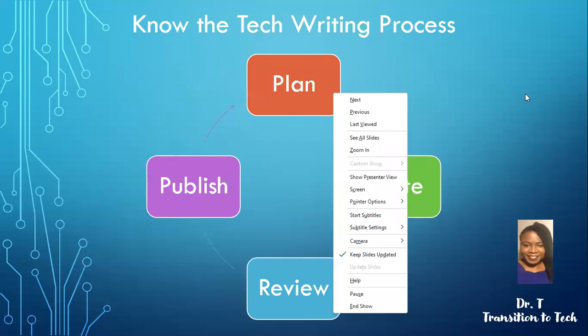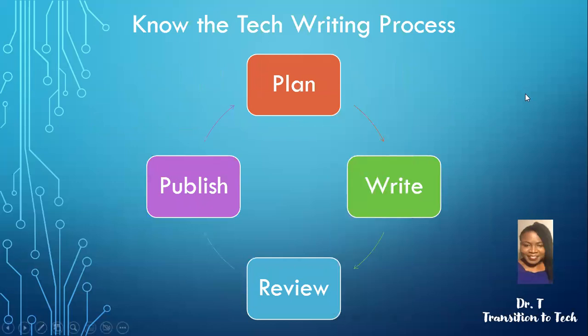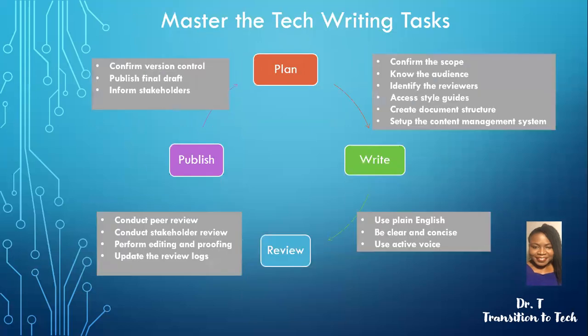Let's look at the tech writing process to understand the steps involved in this role and the critical tasks that are essential to be successful in the role. So the tech writing process is a four-step process, pretty simple. It moves from planning to writing to reviewing and publishing. So let's take each step and talk about the tasks associated with each step.